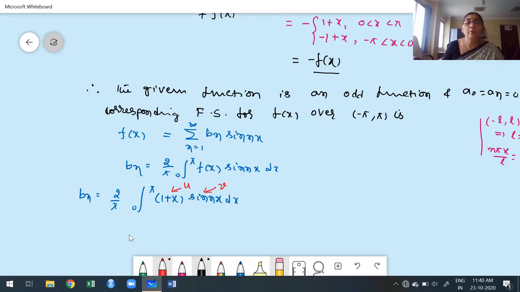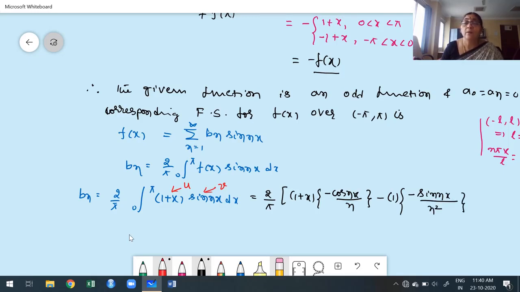Therefore, from the UV rule or Bernoulli's rule, this is nothing but 2 by pi, first function u into integration of v. What is the integration of sine? Minus cos of nx by the coefficient of x, which is n. Minus, what is the differentiation of 1 plus x? It is 1. Again I have to integrate, while doing integration keep the constant 1, minus 1 by n. What is the integration of cos nx? It is sine nx by n. Again the coefficient of x is n square. Not necessary to move to further steps because it's constant.